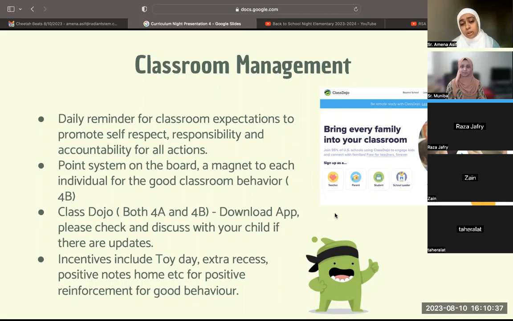This is a good opportunity for kids to understand consequences, and they really understand how important social and emotional skills are. So this Dojo app is very, very helpful, and I get to share tons of pictures with you all every week, inshallah.